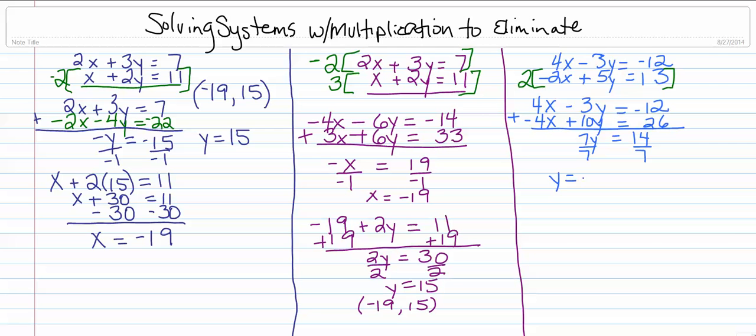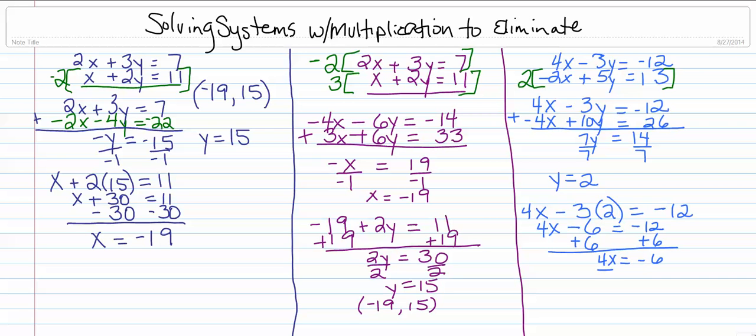Now to find out the x that goes with that, because our solution to a system always comes in an ordered pair, I need to substitute the y into either equation. There isn't one up there that looks any easier than the other, so I'm just going to go with the first one. 4x minus 3 times y, which happens to be a 2, equals -12. 4x minus 6. And now I can add 6 to both sides. And I am left with -6. Divide both sides by 4.